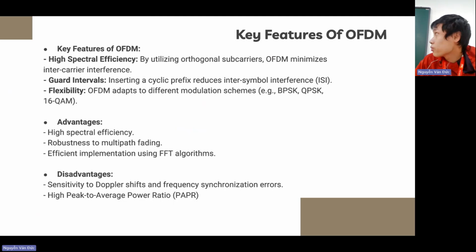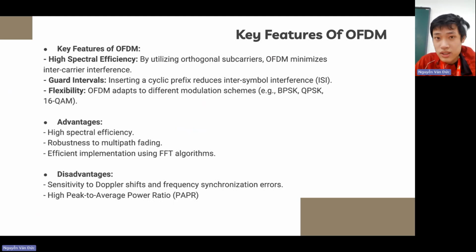Next, the key feature of OFDM is the high spectral efficiency. By utilizing the orthogonal subcarriers, OFDM minimizes the intercarrier interference. Next is the guard interval: by inserting a cyclic prefix, it reduces the intersymbol interference. OFDM can adapt to different modulation schemes like BPSK, QPSK, 16-QAM, and etc.